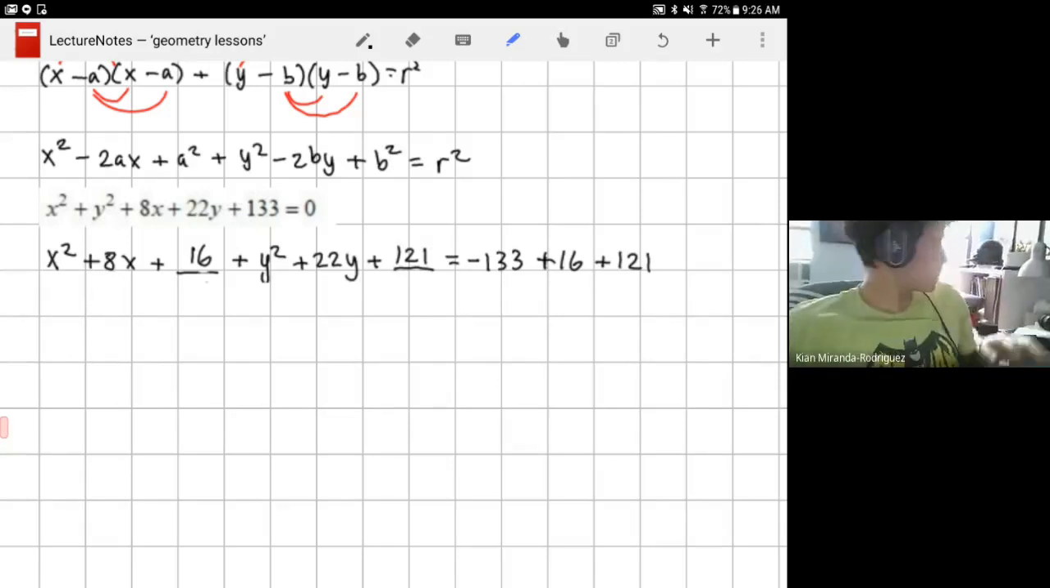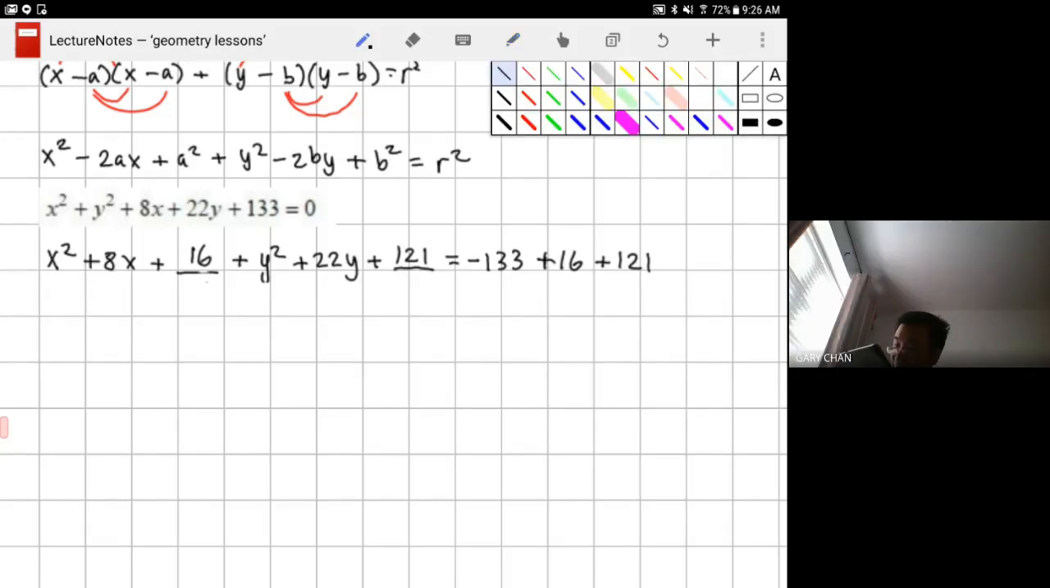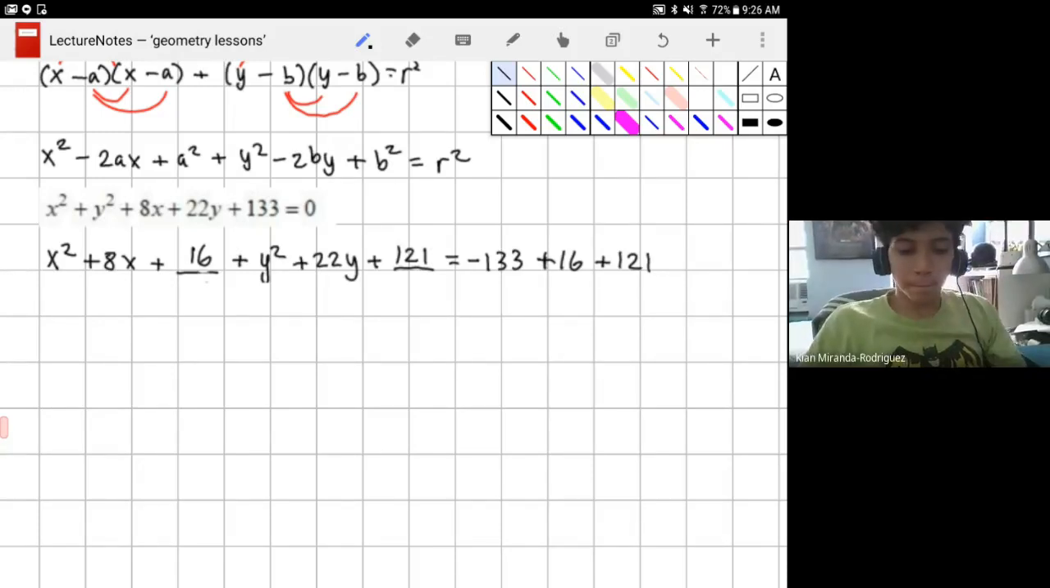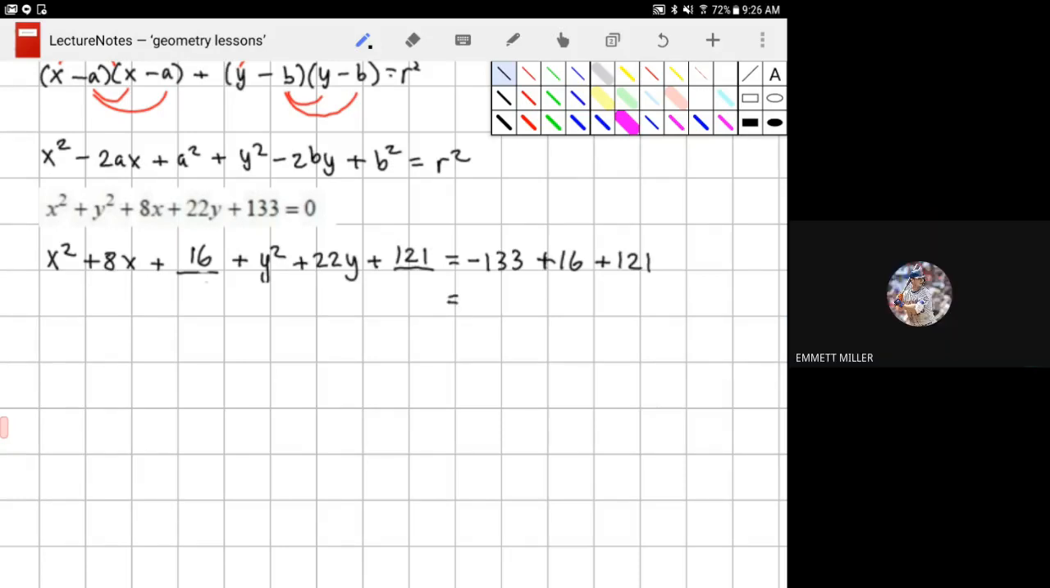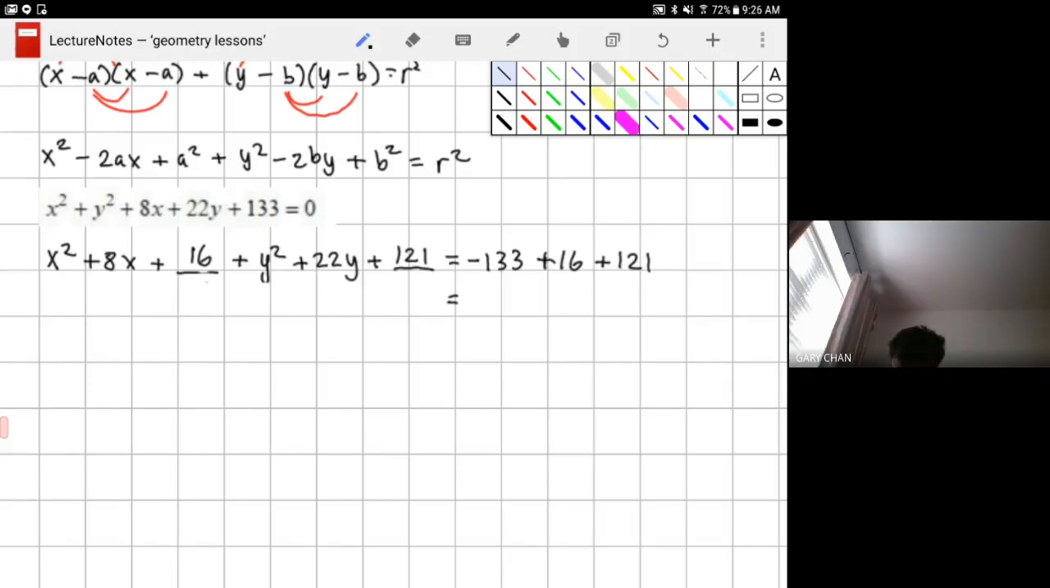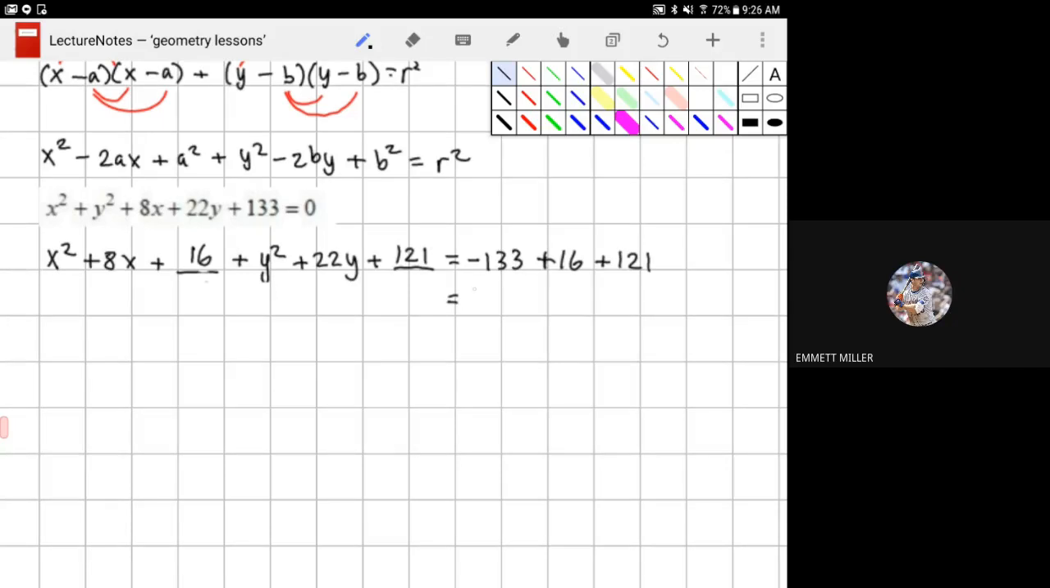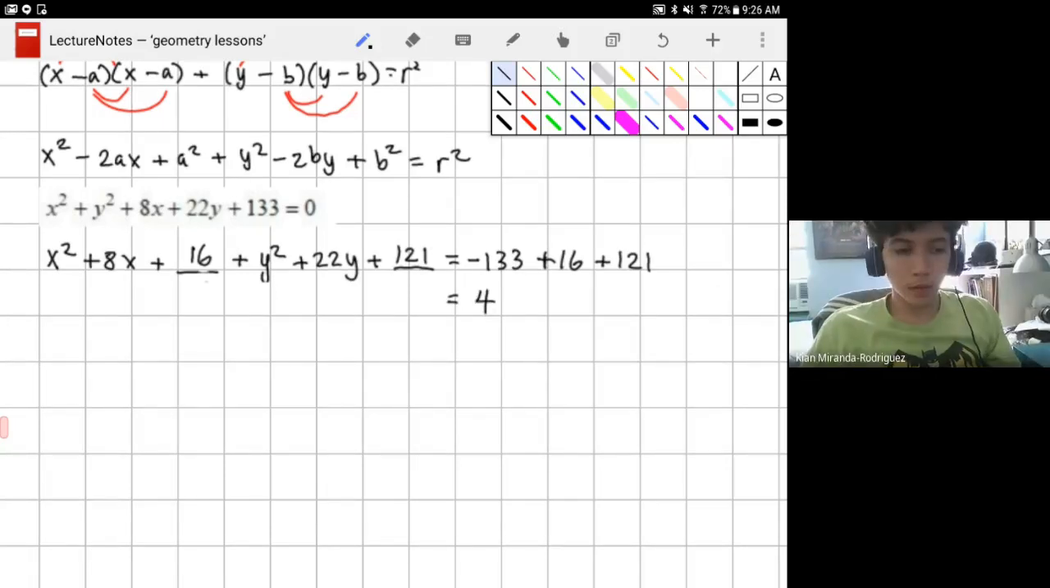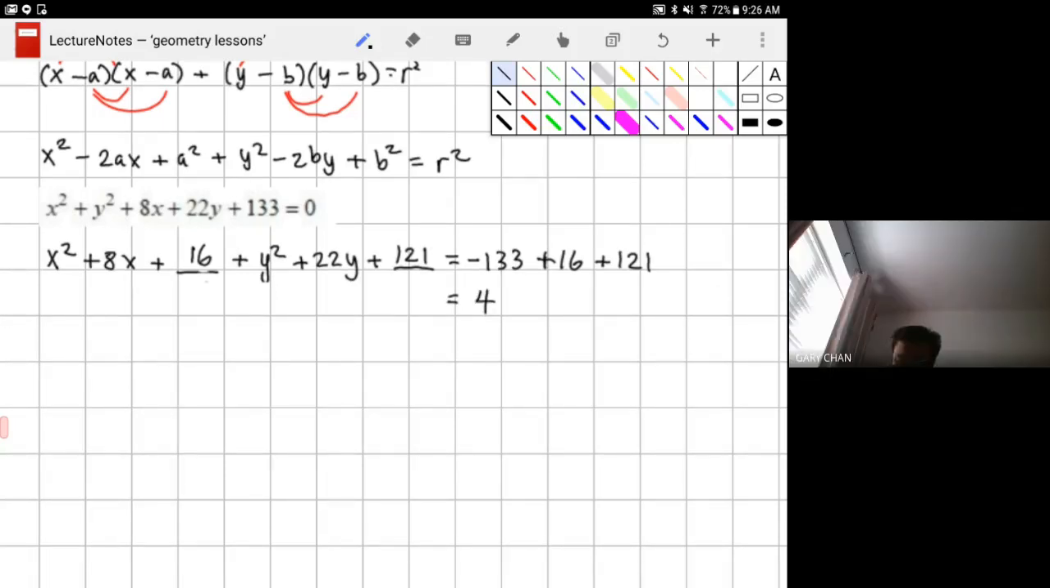Can you add for us? What's negative 133, 16, and 121? Negative 133. I have it in my head. Yeah? What'd you get? I got 4. It turns out to be 4. Can you confirm it? Yep. Okay. So that turns out to be 4.